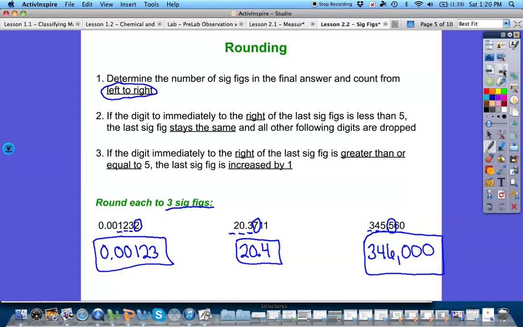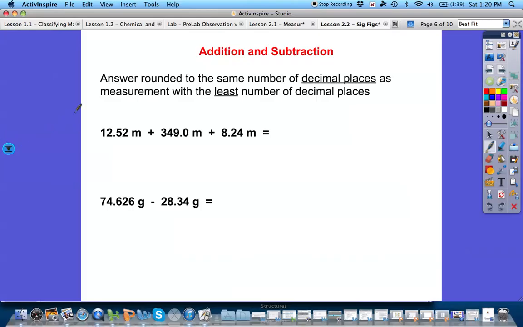And then we have specific rules for addition and subtraction. With addition and subtraction, the answer is rounded to the same number of decimal places as the measurement with the least number of decimal places. So I like to go through and count my decimal places to start with to figure out how many I need in my final answer. Well, I have 2 decimal places here, I have 1 here, and I have 2 here. So my final answer needs to have 1 decimal place.